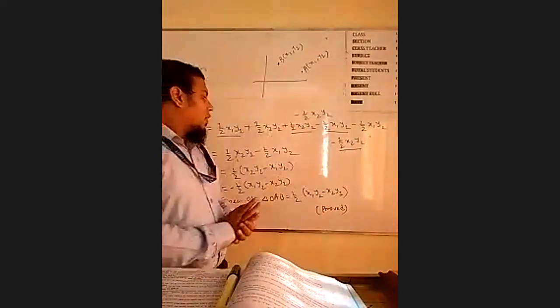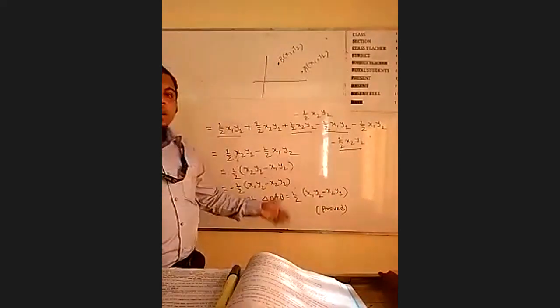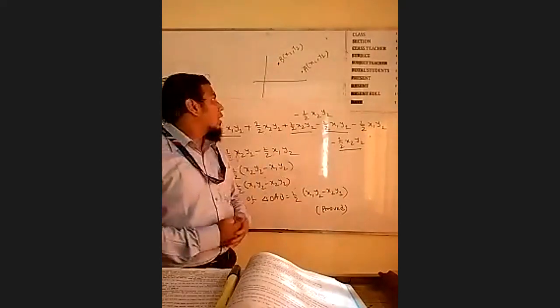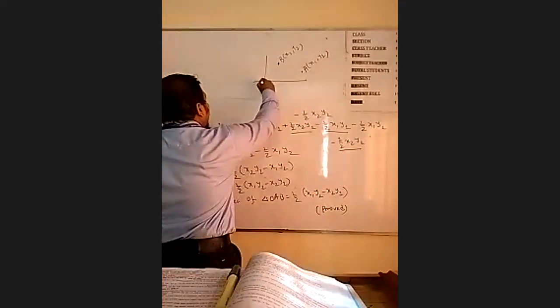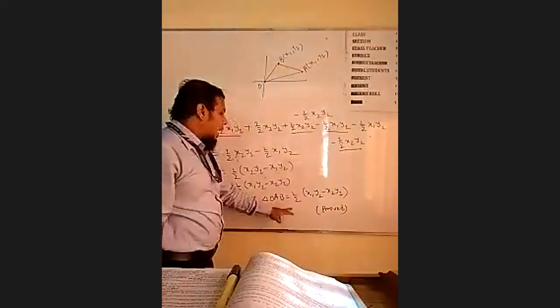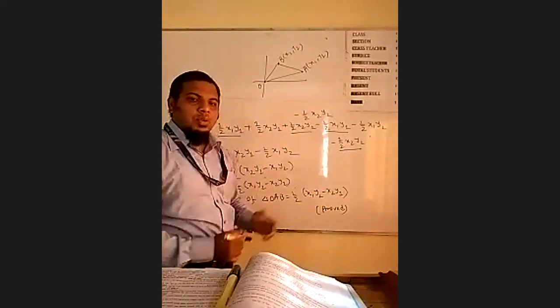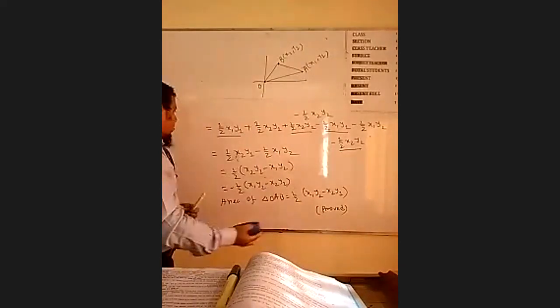Anyway, we get the area of triangle OAB. So that means A and B are given, and we get the result for triangle OAB. It is half of x1 y2 minus x2 y1, and it was to prove this. Okay, we successfully proved it.